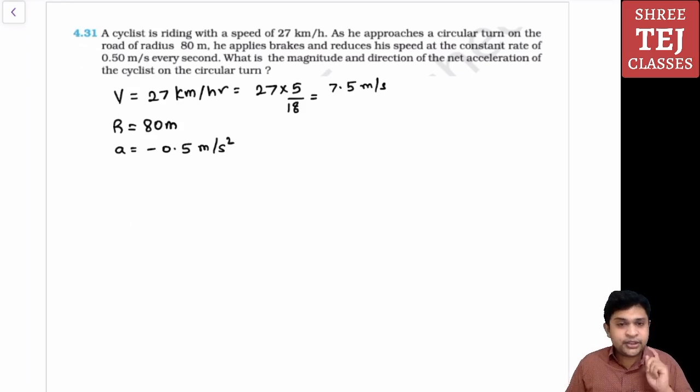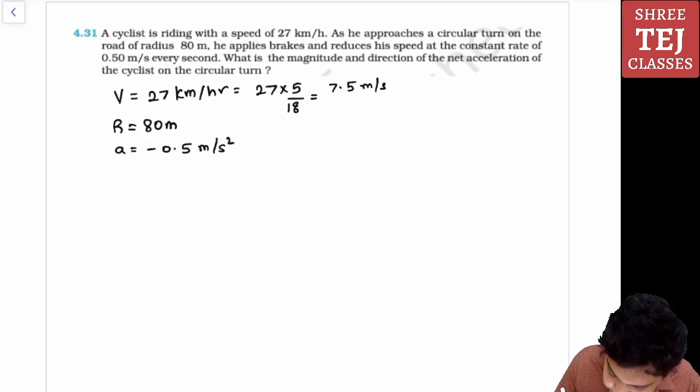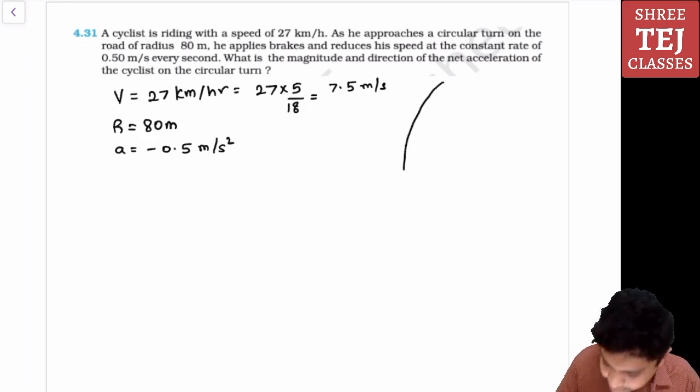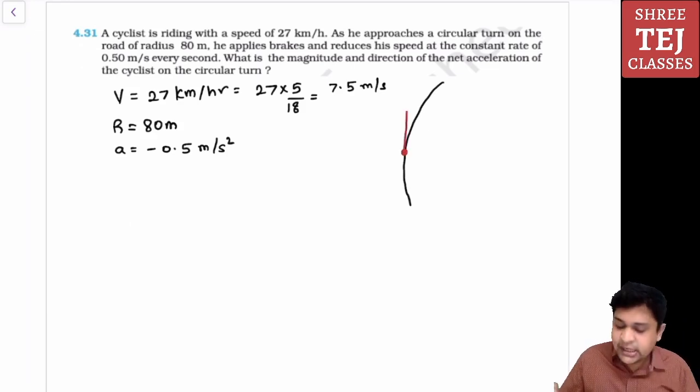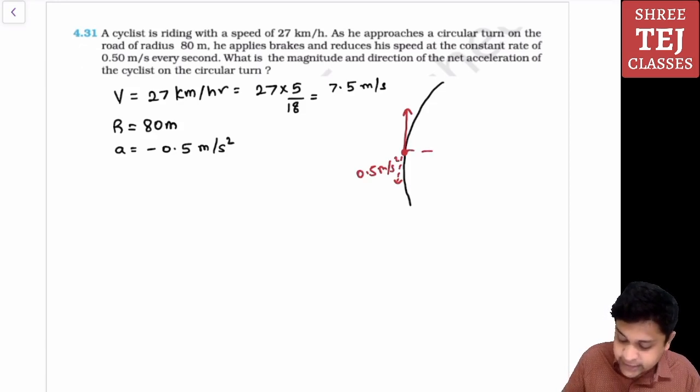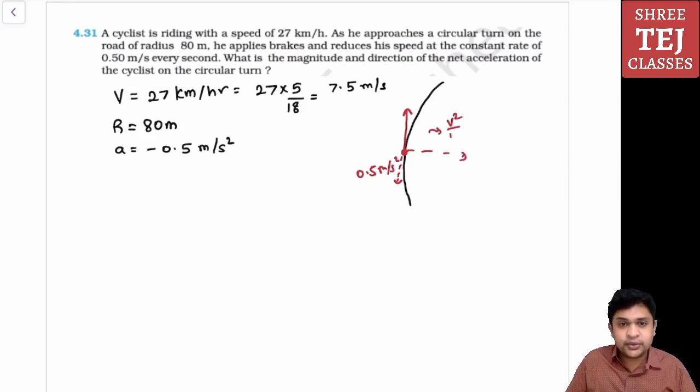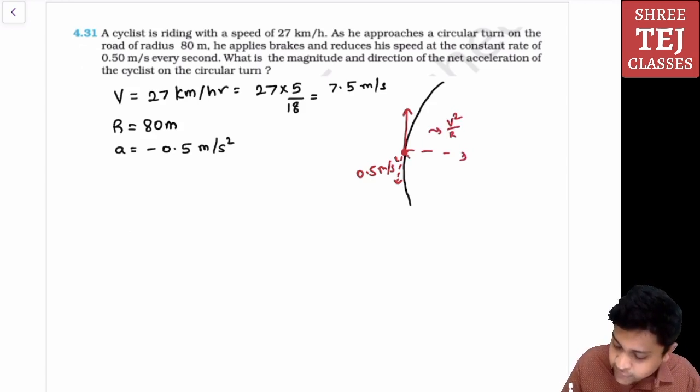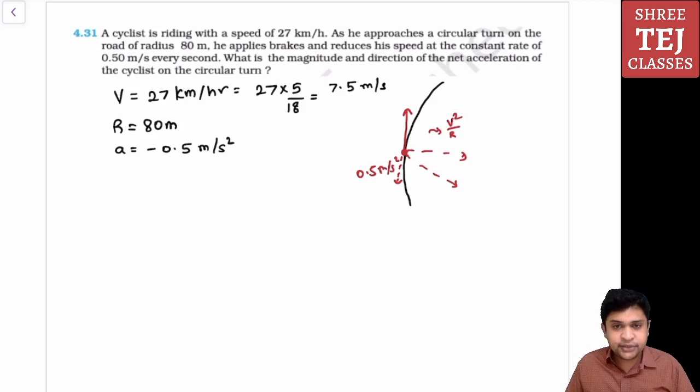So one acceleration would be in the direction of the velocity, which is always tangential. So if this is the circular turn, velocity would be tangential and the first acceleration would be opposite to this direction, which would be 0.5 meter per second square, and the other would be towards the center, which would be v square by r. And we have to find the net acceleration.